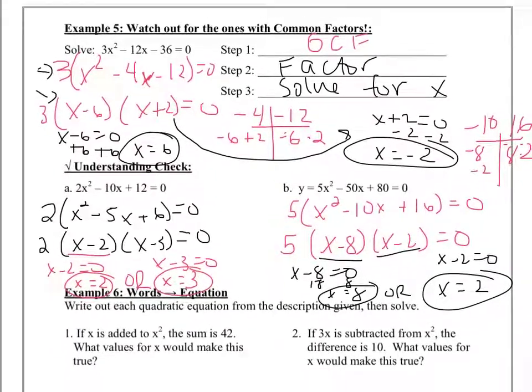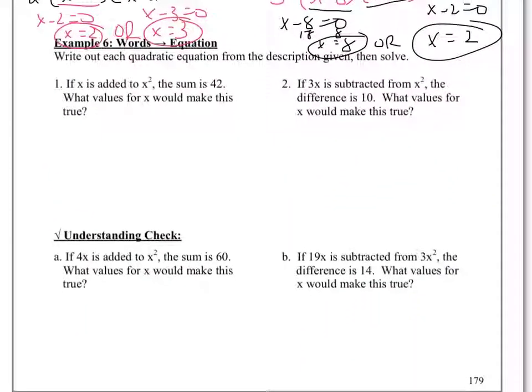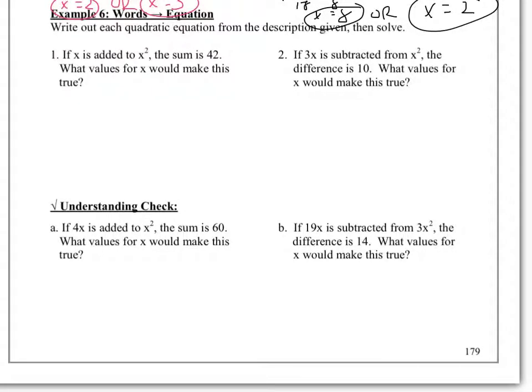Alright, so let's think about when we might see this written in words. Okay, so we want to write out each quadratic equation from the description. So whatever is written, we want to try and write it out. So if x is added to x squared, the sum is 42. What values for x would make this true?